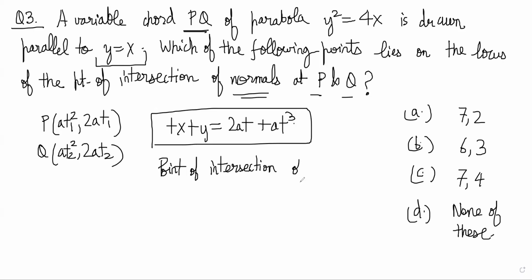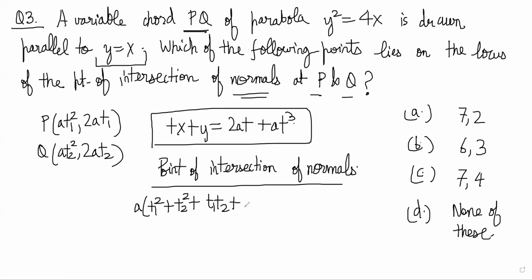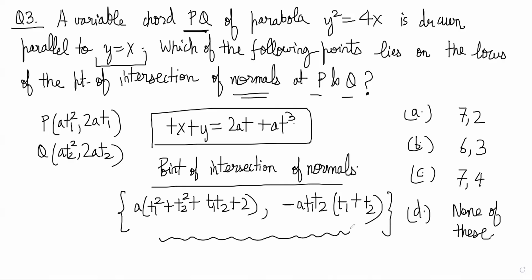the point of intersection of normals. This result is something that you can remember also, just like we remember the point of intersection of tangents, right? It will come out to be (a(t1 square plus t2 square plus t1 t2 plus 2), minus a t1 t2 (t1 plus t2)). This is the point of intersection of normals at two parametric points. If you don't want to remember the result, you will have to solve these equations with t1 and t2 and find these points, right? Now, this is what they're asking, the locus of the point of intersection of normals at P and Q. So our points P and Q can be taken like this.